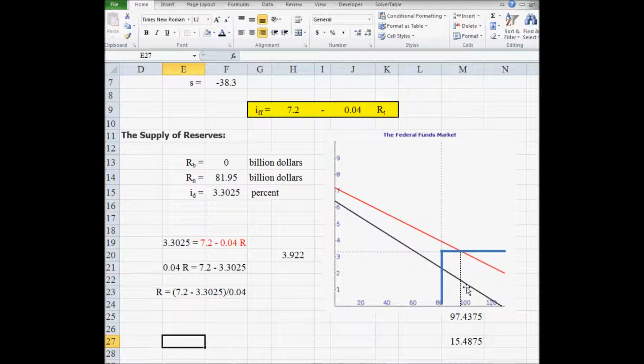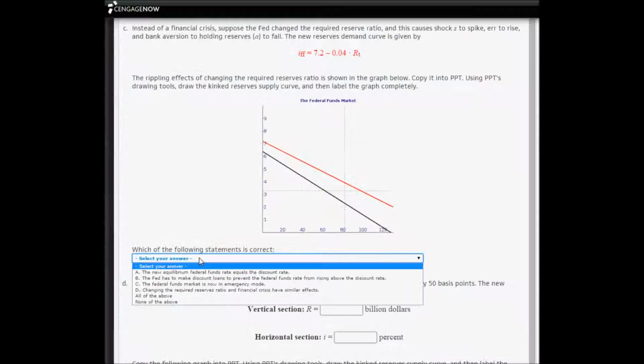Since it's the same diagram above, changing the reserve requirement ratio puts the federal funds market in emergency mode, requires the Fed to fill this gap here, 97.4375 minus 81.95, with discount loans totaling 15.4875, and the federal funds rate rises up to the discount rate, which is 3.3025. Which of the following statements is correct?